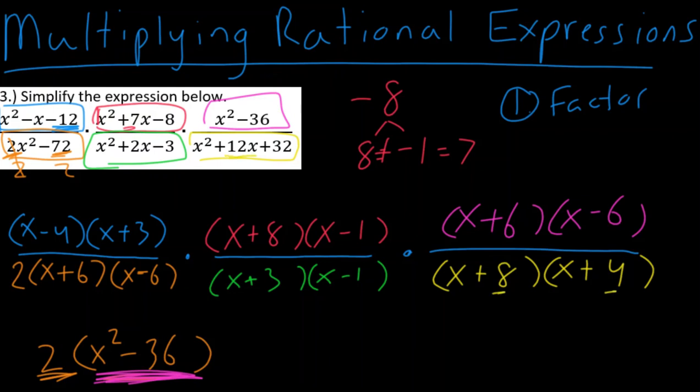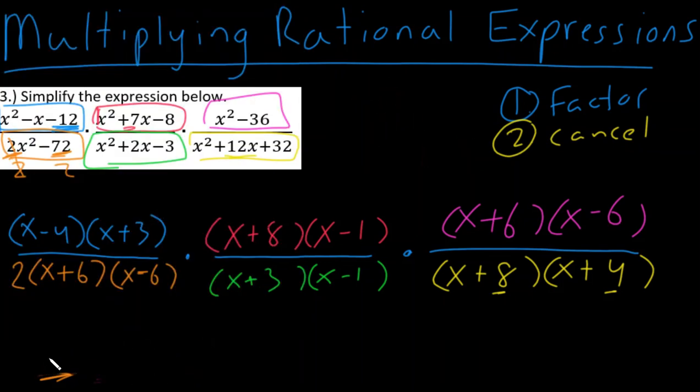Okay, so step 1 was factor. Step 2 is going to be to cancel. Let me clean this up just a little bit. Erase this, it's not part of the problem anymore. Let's do a single line cross through for everything we see on top that we see on the bottom. First question, do you see x minus 4 anywhere on the bottom? No? Okay, we're fine there. Do you see an x plus 3 anywhere on the bottom? Yeah, we do, so those cancel, or they're technically reduced to 1. Do you see an x plus 8 anywhere on the bottom? Yeah, right here, so those cross out.